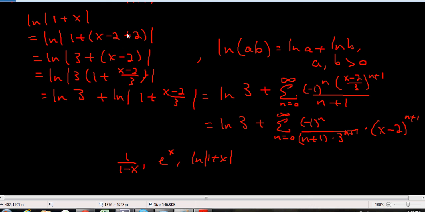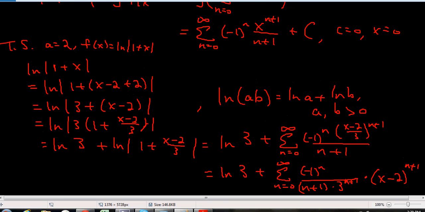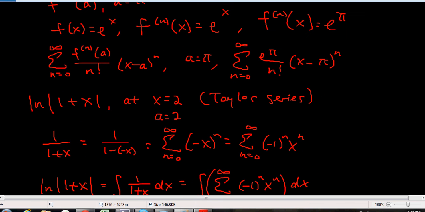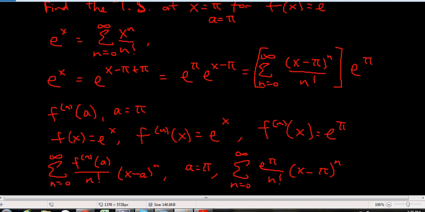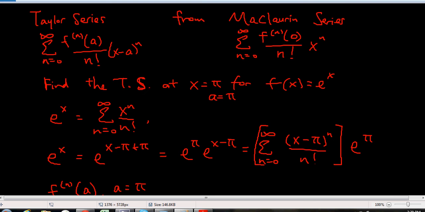Same thing up here, where we start off with e to the x. We shifted it to pi, and again, pi was completely arbitrary. I could have picked anything I wanted. So that's the idea here. This is one of the techniques you can do to find the Taylor series from the Maclaurin series. This won't work for every function, but for some of the functions I've shown here, this is how you would do it.